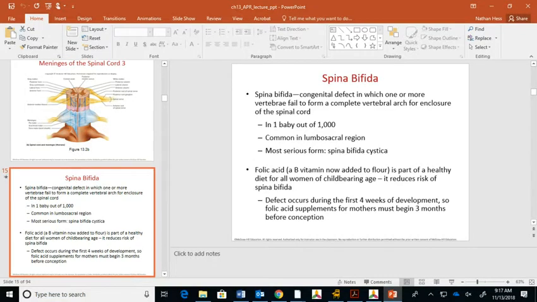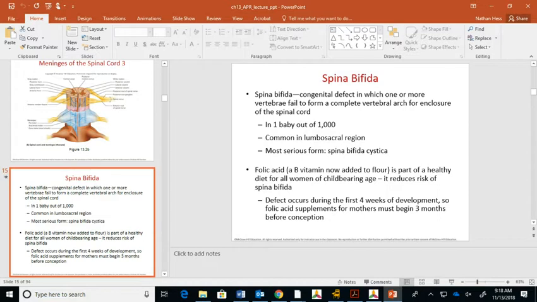Folic acid is one of the B vitamins that we encourage all ladies to take if they think they're going to get pregnant, because they have found that a lack of this vitamin actually increases the risk of spina bifida occurring.